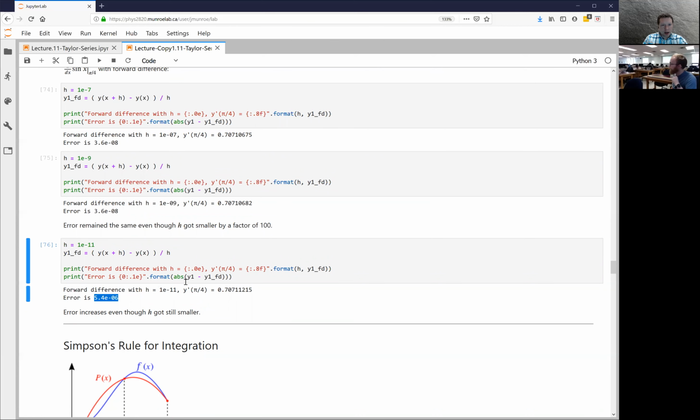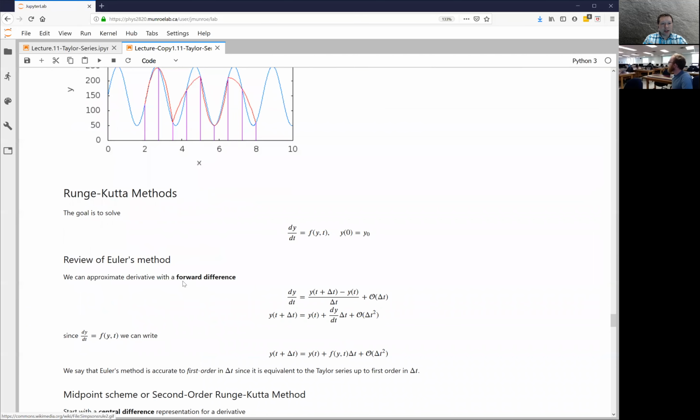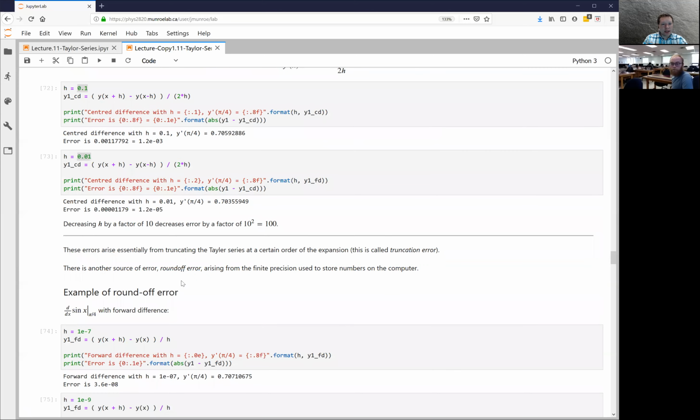Okay, looking at the clock, I see that it's 3:15. I just want to briefly finish off this unit on integration, and we'll leave the ODE stuff for next week.